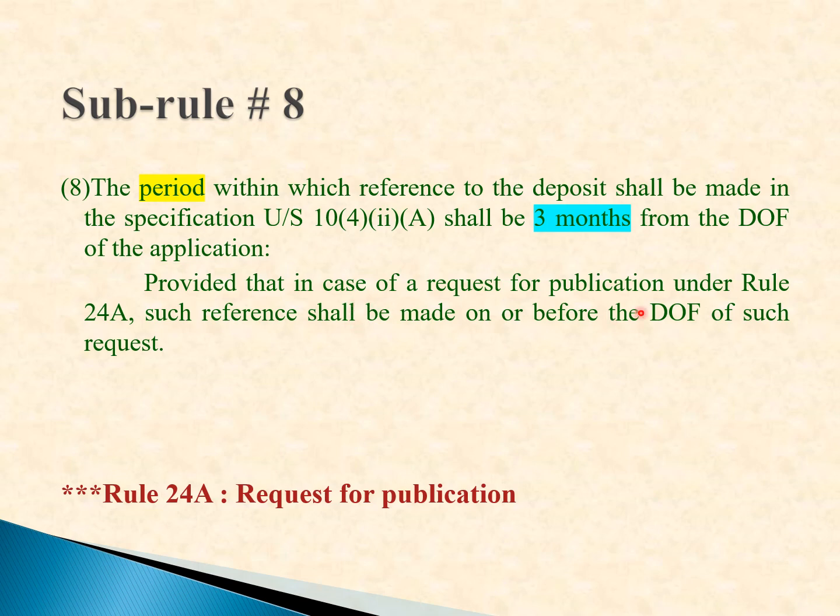Provided that in case of a request for publication under Rule 24A, such reference shall be made on or before the date of filing of such request. Okay. So where Rule 24A is request for publication. So we can say the specification must contain a reference to the deposit to be made within 3 months from the date of filing of the application under section 10 subsection 4 clause 2 and sub-clause A. Fine.